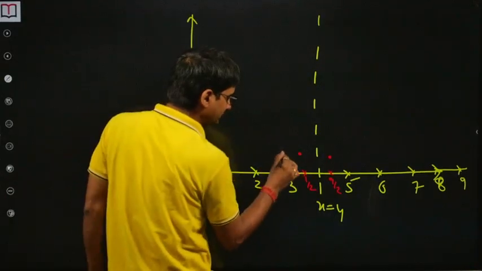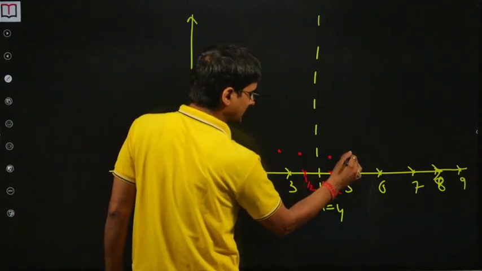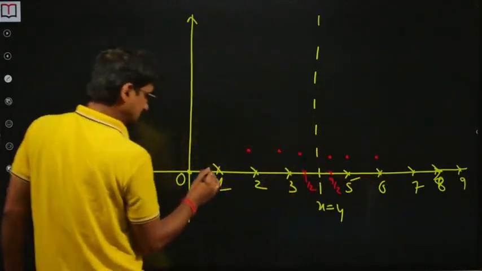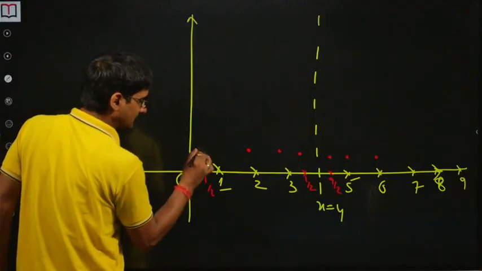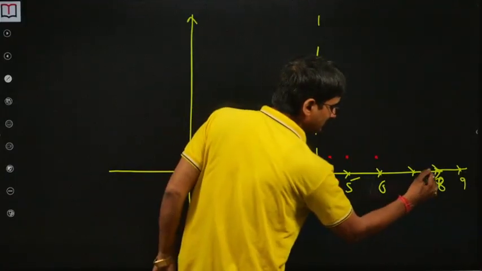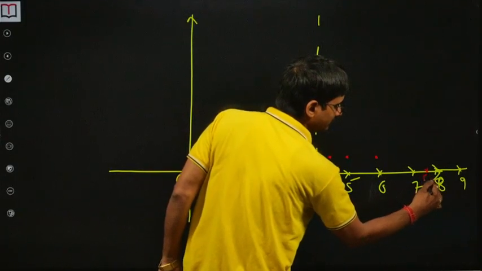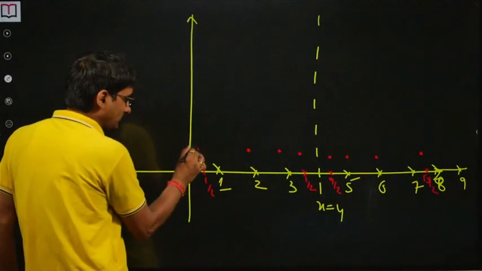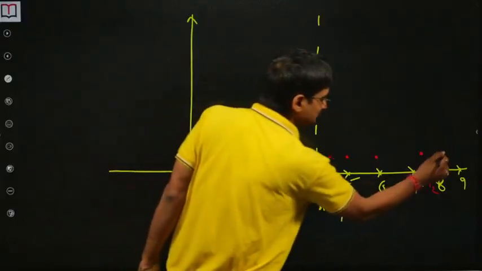It is 0 at 3, it has to be 0 at 5. It is 0 at 2, it has to be 0 at 6. It is 0 at 1, it has to be 0 at 7. It is 0 at 1/2, it has to be 0 at 15/2, if I am not wrong, yeah. And that's it. If it is 0 at 0, it has to be 0 at 8.